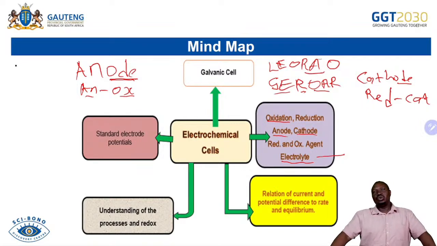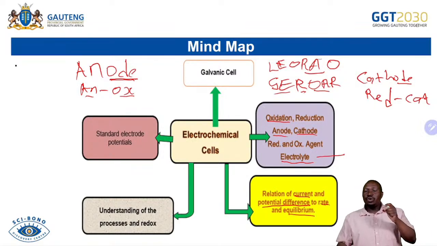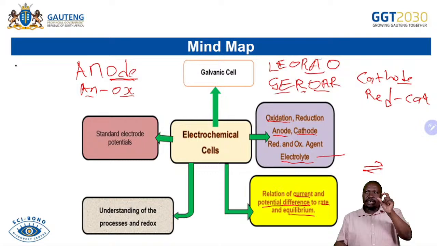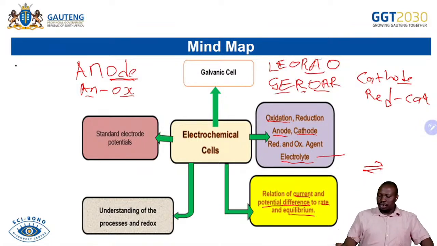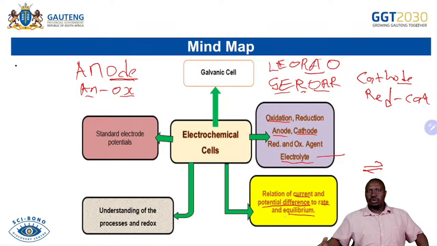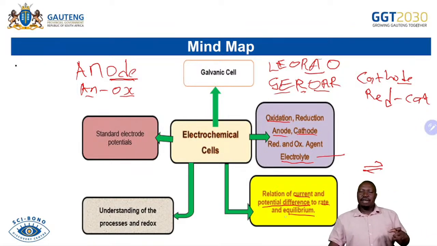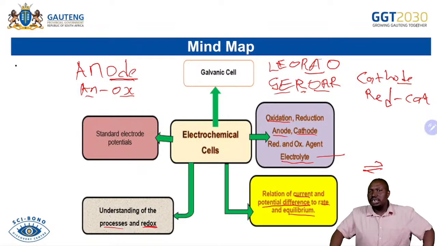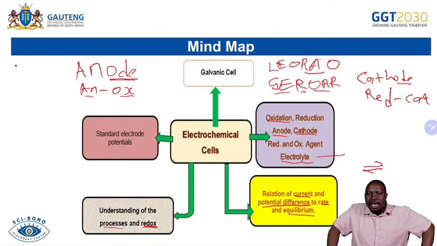And you must be able to know the relation of current and potential difference to the rate and equilibrium. So when you look at the tables, you will have seen that we have those reversible reactions. That shows you that we are talking about equilibrium here. When do we say we are reaching equilibrium? Remember, at equilibrium the EMF of the cell will become zero. And you must have an understanding of the processes and redox reactions themselves, which is mostly what you did in grade 11, where you defined redox reactions as the oxidation reduction reactions that you did there.